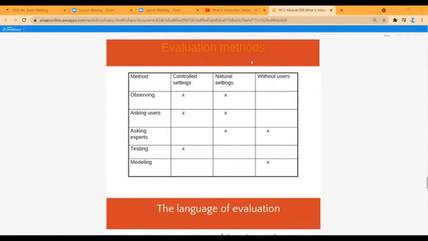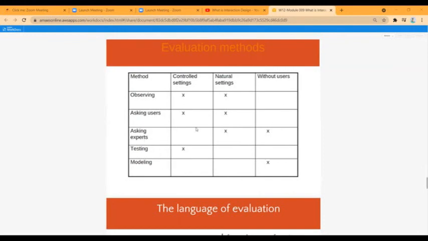So these are the evaluation methods: observing, asking users, asking experts, testing, and modeling. For observing, controlled settings is marked as X, natural settings is marked as X, and without users is blank. For asking users, controlled settings is X, natural settings is X, and without users is blank again.